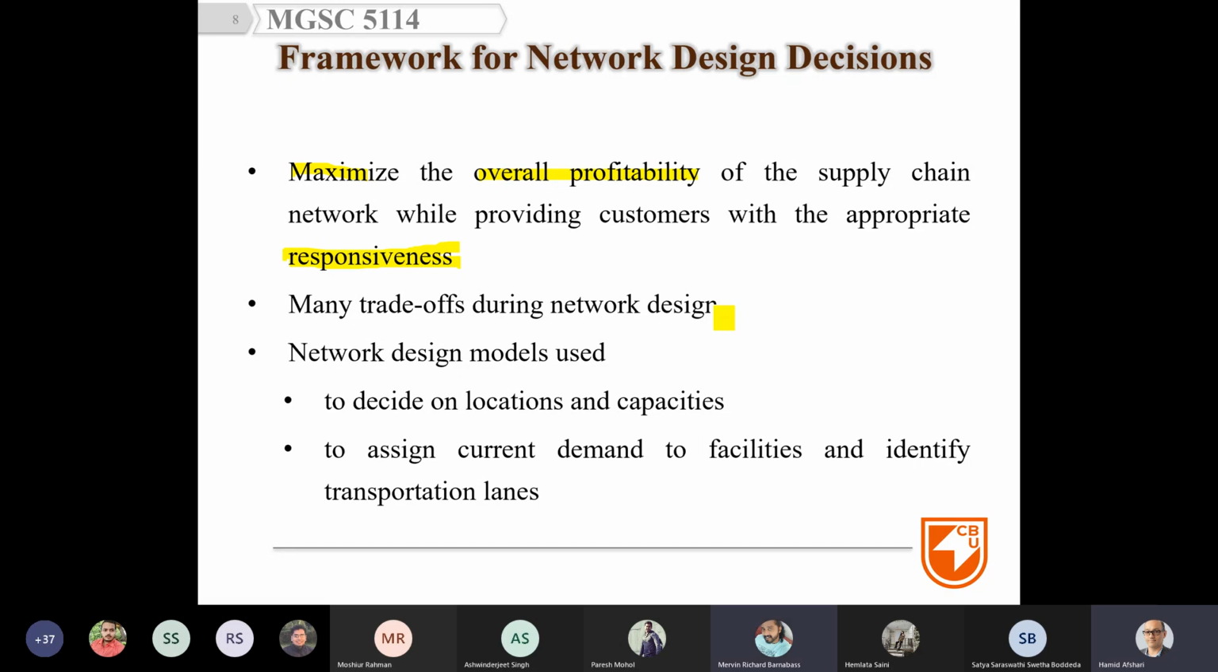When you have more stores, what does it mean? It means that you need to establish large warehouses and stores, and then it will be very costly for you. Okay, so those are called trade-offs. We already talked about them in the last session.